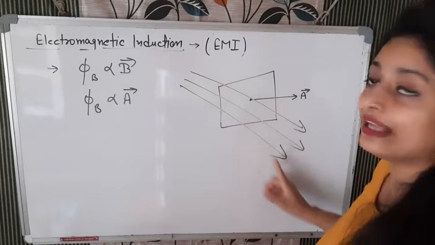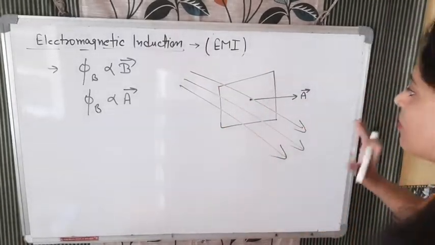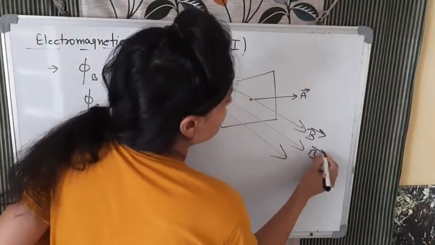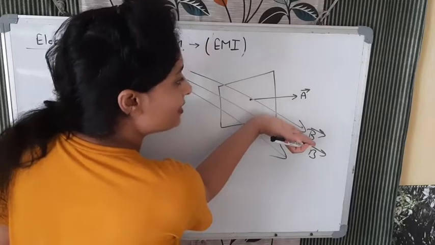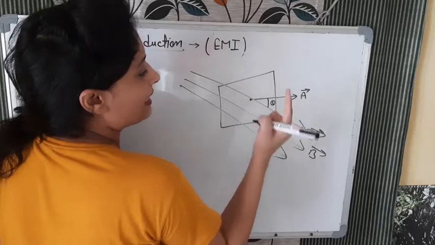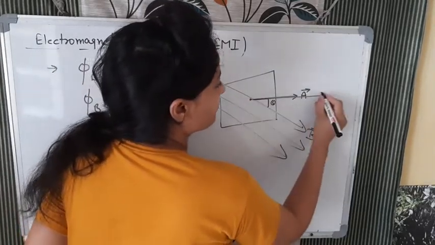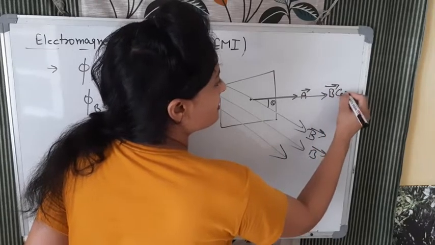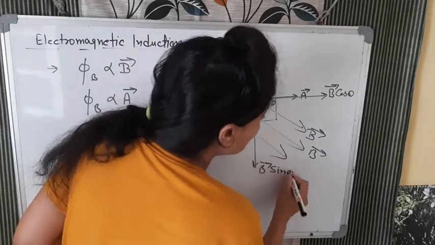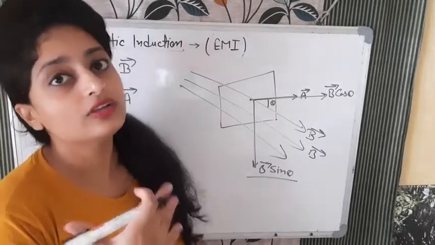ये जो direction आ रहा है, then we will not count these magnetic field lines. We need to take the perpendicular component. Now how will we take the perpendicular component? See, if these are magnetic field lines, we need to take its component towards this side. Theta is this angle between B and A. So if we take its component, that will come as B cos theta, and this side that will come as B sin theta.